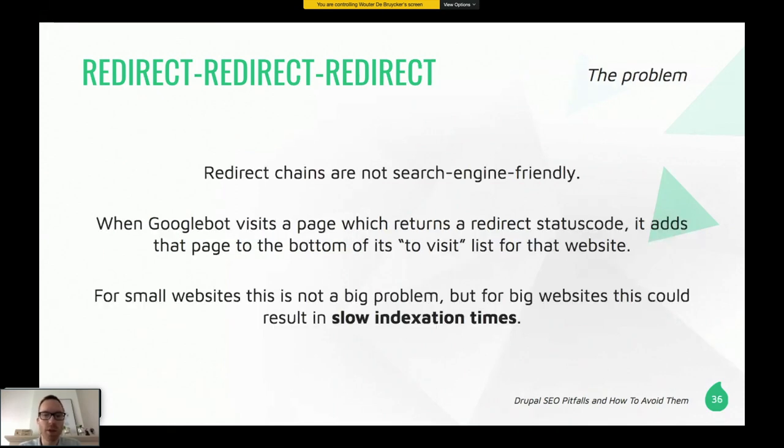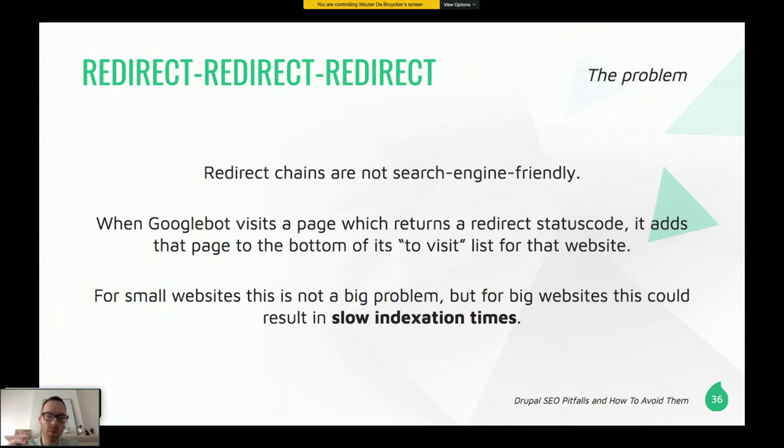Now, these redirect chains are really not user and search engine friendly, because when Googlebot, the crawler from Google, visits a page which returns a redirect status code, so for example a 301 or a 302, then Googlebot will add that next page to the bottom of its to-visit list for that website. So Googlebot does not crawl all pages of your entire website every single day. It has a list of pages of your website, and it just goes down that list.